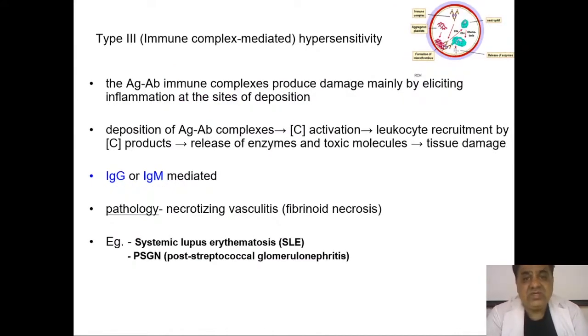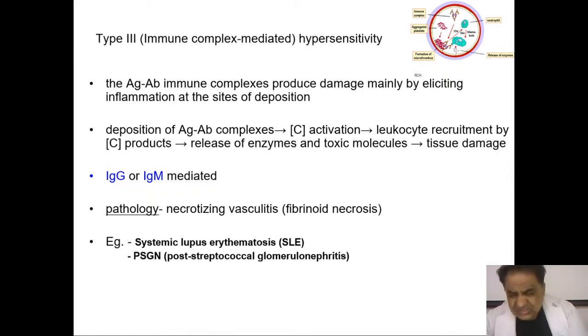Type 3 hypersensitivity is also known as immune complex mediated hypersensitivity, because here once the antigen comes, the antibody binds to it, and the complex gets deposited in the tissue, and in the tissue the complement is activated, recruiting leukocytes and releasing enzymes and toxic molecules to cause tissue damage. Again, this is IgM or IgG mediated. The pathology in immune complex type 3 hypersensitivity is fibrinoid necrosis, causing a necrotizing vasculitis as the underlying pathology.